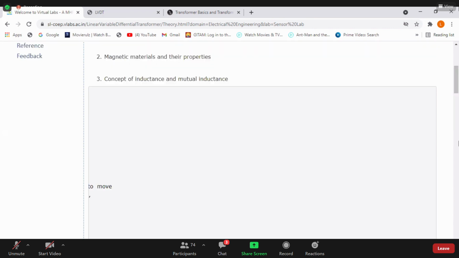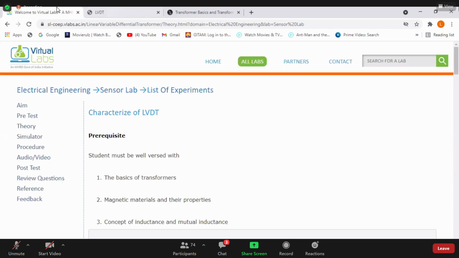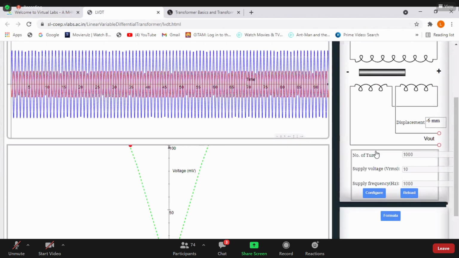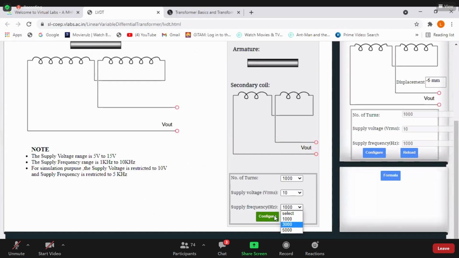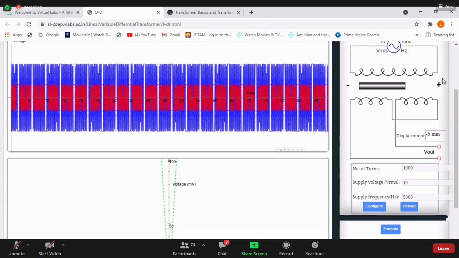Okay, go to experiment page. Change frequency from 1000 to 5000 and do the experiment. Move core. Okay.